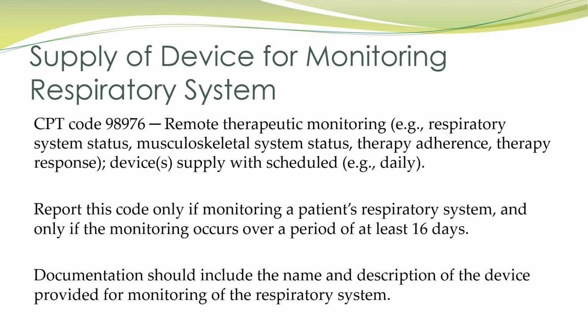Code 98976, supply of the device for monitoring respiratory system. Report this code only if monitoring a patient's respiratory system and only if the monitoring occurs over a period of at least 16 days. Documentation should include the name and description of the device provided for monitoring the respiratory system.